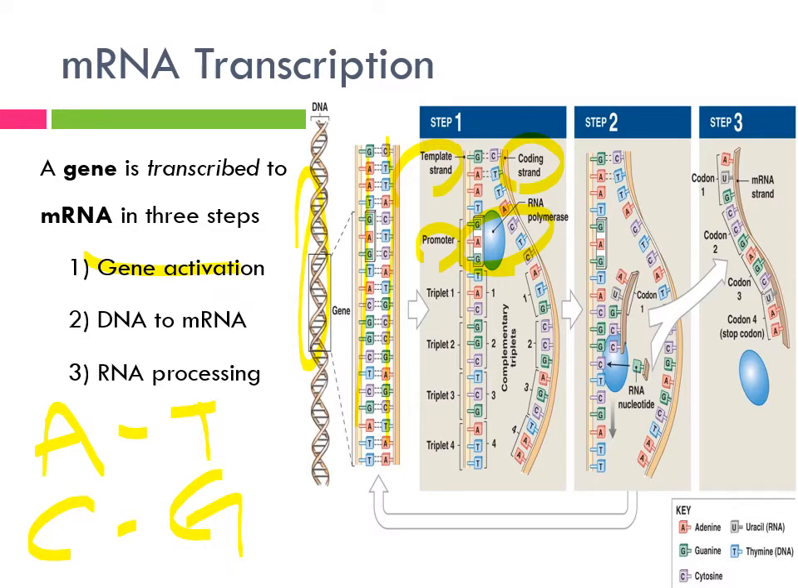So once we're copying the template strand and we are getting the complementary bases to come in and bind with the template strand, we're forming this mRNA, messenger RNA, and the messenger RNA now contains the code that the coding strand had.